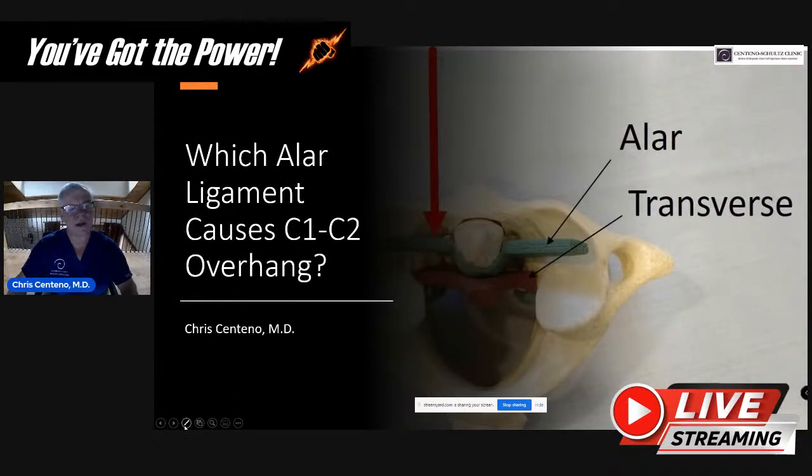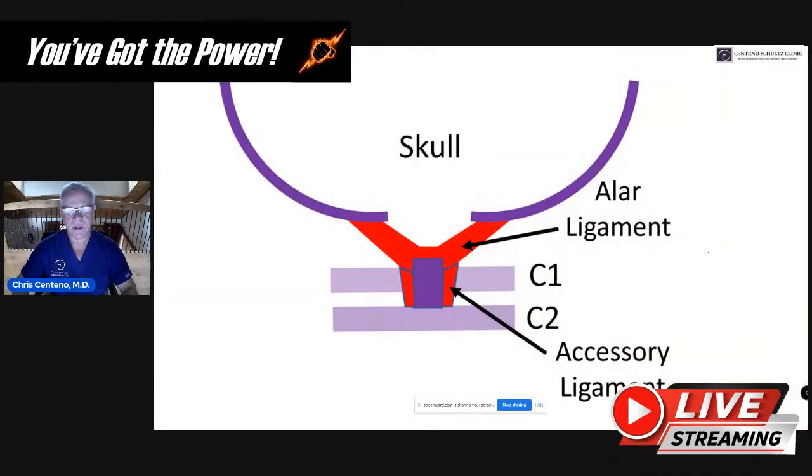Okay, so which alar ligament causes C1-C2 overhang? And I'm going to get a pen here so I can draw. So just a brief overview of just a few of the upper neck ligaments. There are ligaments in front of this, ligaments behind this as well.